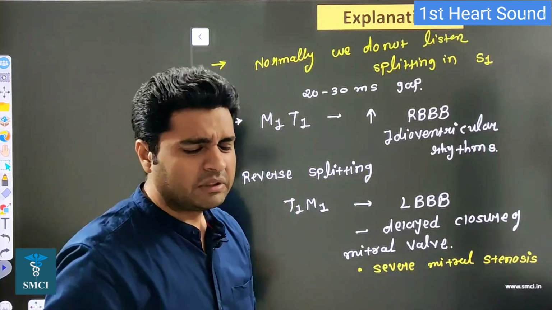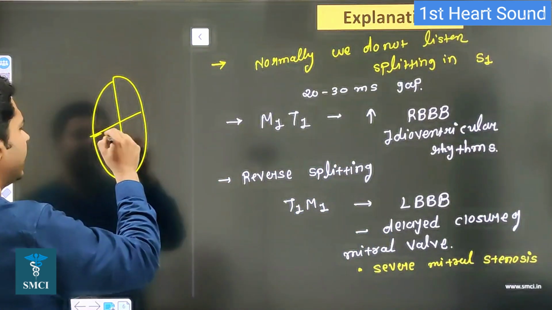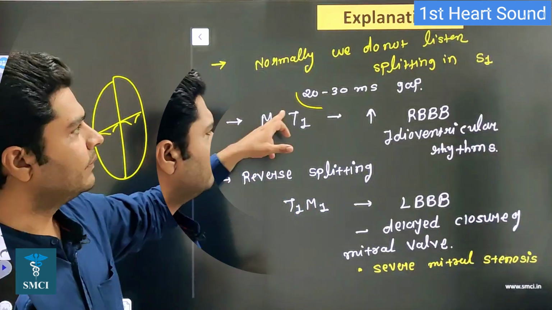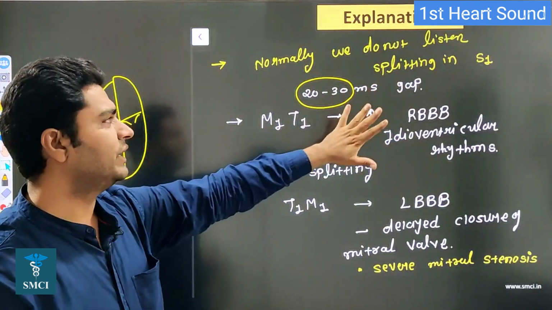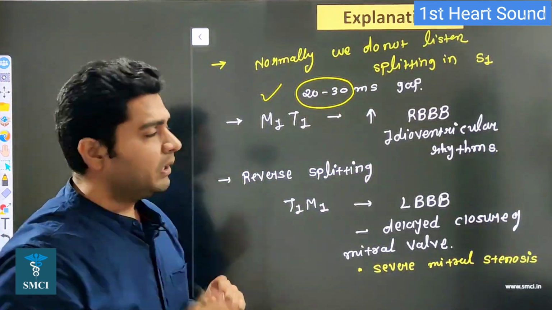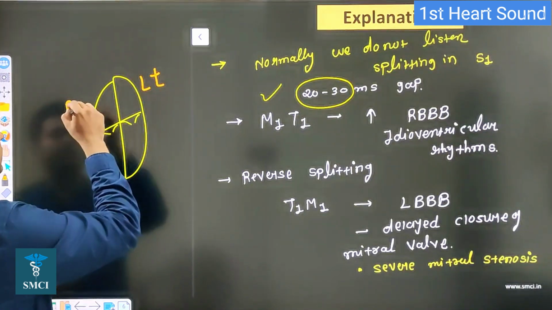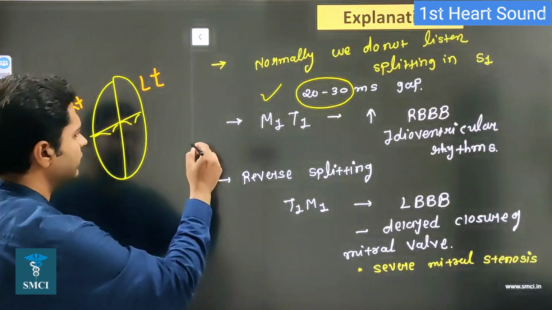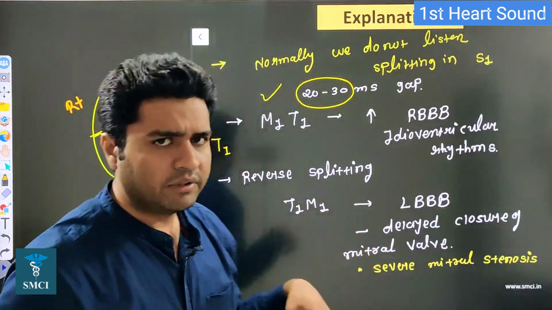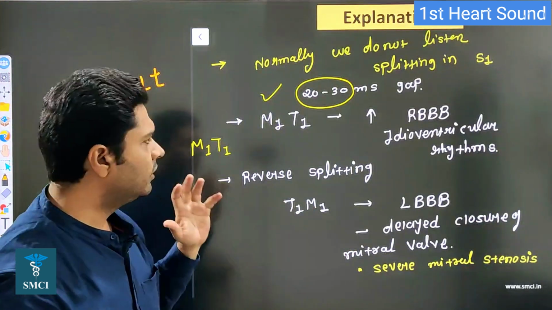Now, is there any splitting of the S1? Let's understand the splitting of the S1 sound. We all know that in the heart, the tricuspid valve and the bicuspid valve both close together, so they produce a single sound. Normally we do not hear any splitting of the S1 because the gap is only 20 to 30 milliseconds. And which valve closes first? Always remember, the left side closes earlier than the right side. So if we see splitting, it will be M1T1, meaning the mitral closes earlier, then the tricuspid closes.